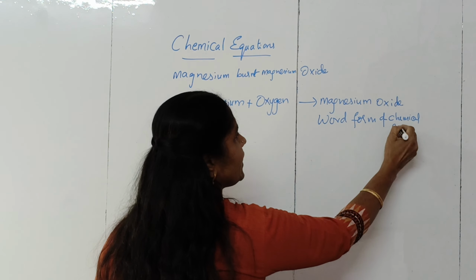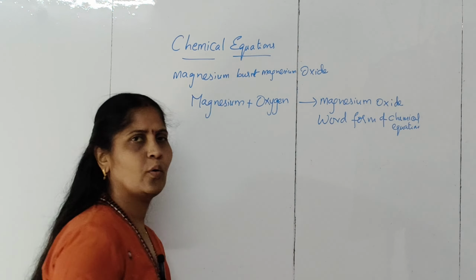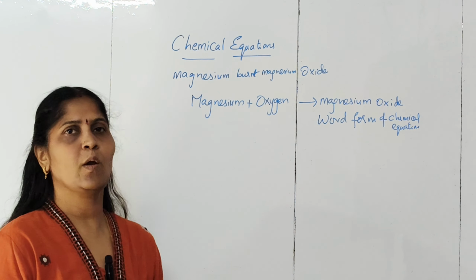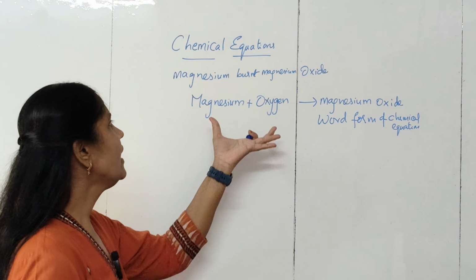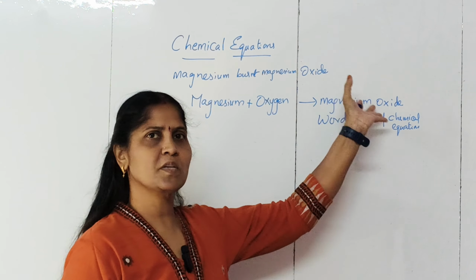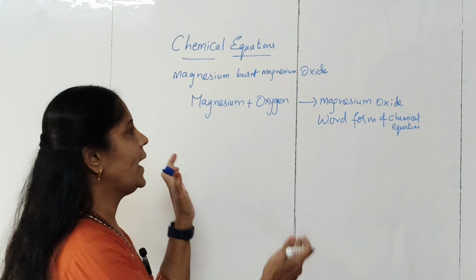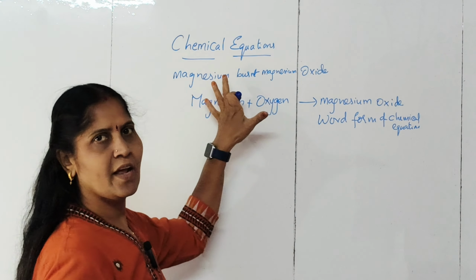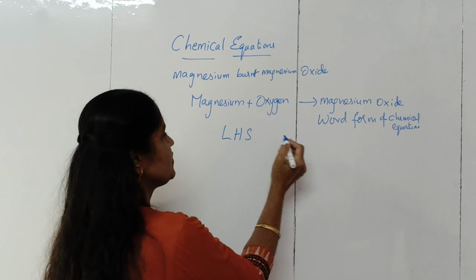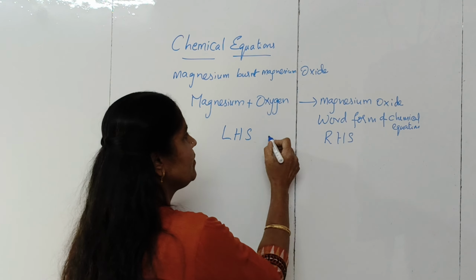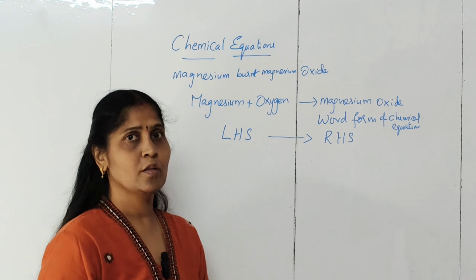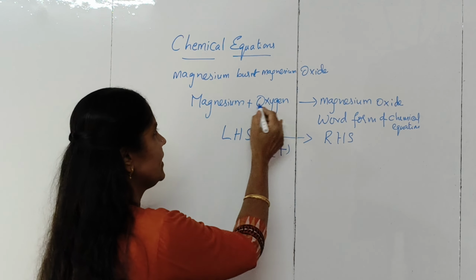So I can depict my equation in this word form. When I write an equation in word form, I am writing the two substances that are combining together and the substance that is obtained. So we have two parts in an equation, the left hand side and the right hand side. In between there is an arrow pointing from the left hand side towards the right hand side, and you can also see a plus symbol between the substances.